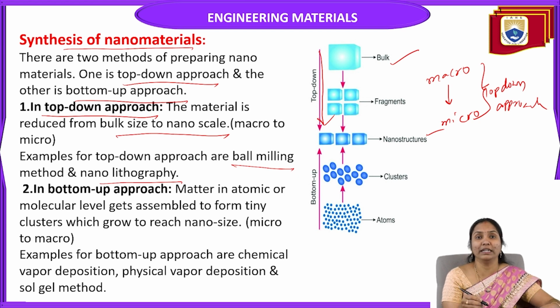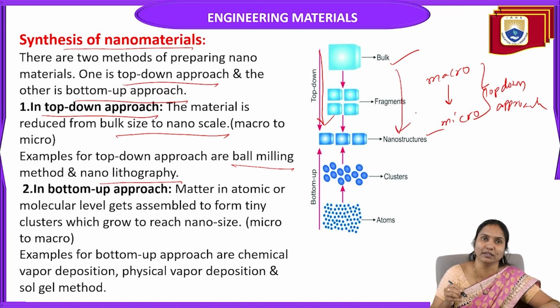So nanomaterials are synthesized by using two types of methods, the top-down approach and the bottom-up approach. In the top-down approach, the material is reduced from bulk size to nanostructures, from bulk size to nanoscale, that means macro to micro nanoparticles. This process is called the top-down approach. The best examples of top-down approaches are the ball milling method and nanolithography.